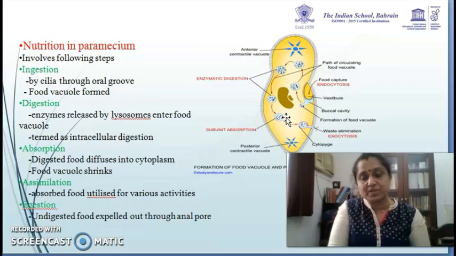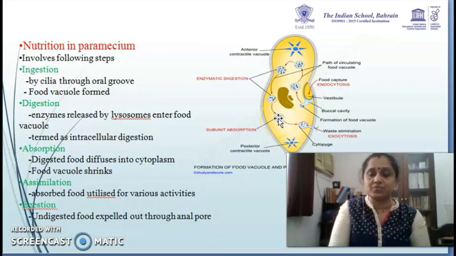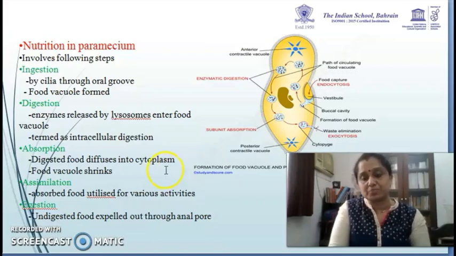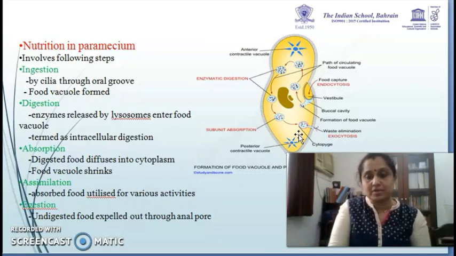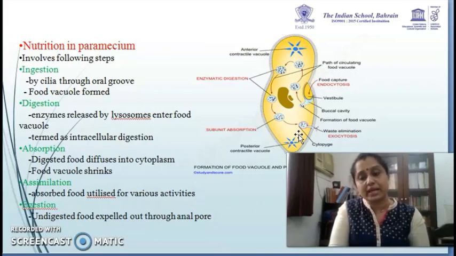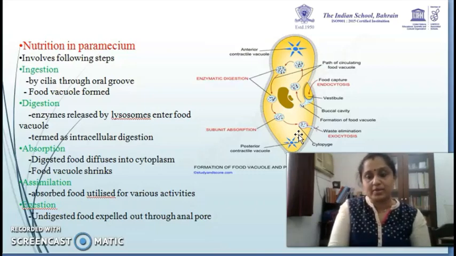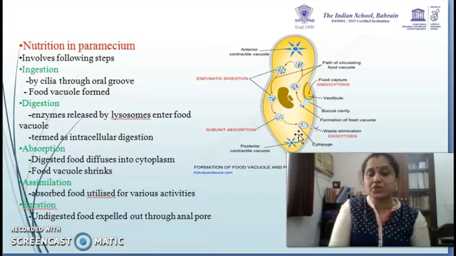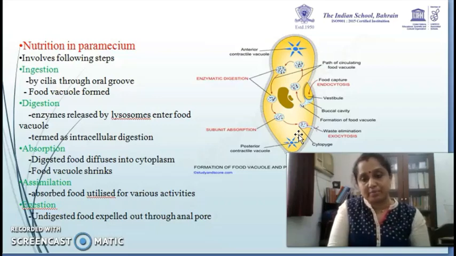Enzymes released by the lysosome reach the food vacuole and it digests the food material. Then the digested food material will be absorbed into the cytoplasm. And from the absorbed food material, energy is utilized for various activities by the process of assimilation. And then egestion is the last step. Here, the removal of waste takes place through the anal pore. In the case of amoeba, the elimination is done by the rupturing of the cell membrane. But in the case of paramecium, the elimination takes place through the anal pore.